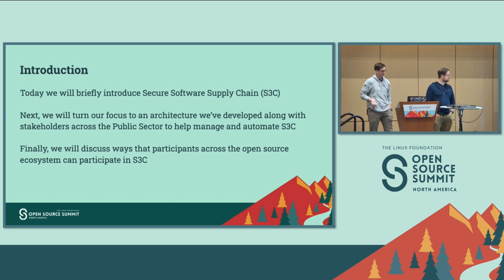Okay, so just a brief outline of what we'll be discussing today. We're going to talk about software supply chains, as I said. So we'll start by introducing that topic. Then we'll focus on explaining an architecture we put together with the Cloud Native Computing Foundation's public sector user group to help manage and automate software supply chain security. And then finally, we'll discuss ways that you all, as presumably folks who are at least interested in, if not members of the public sector, can get involved in the work that we're doing.